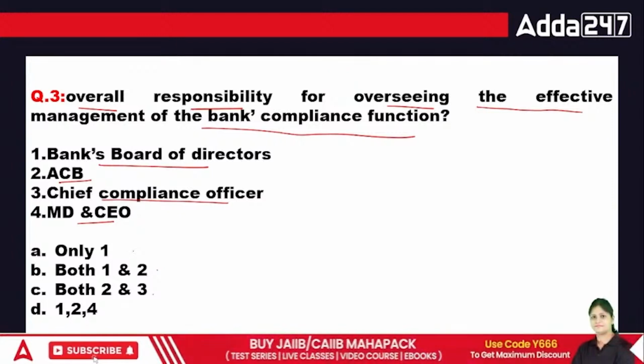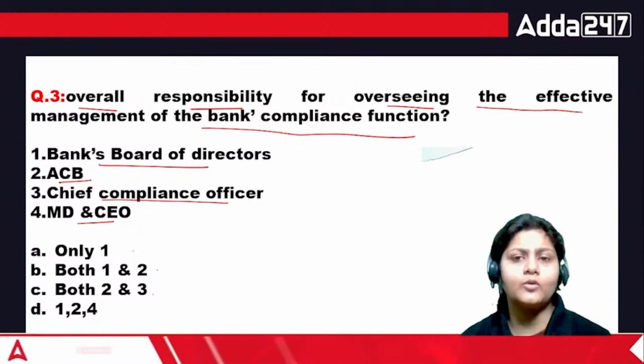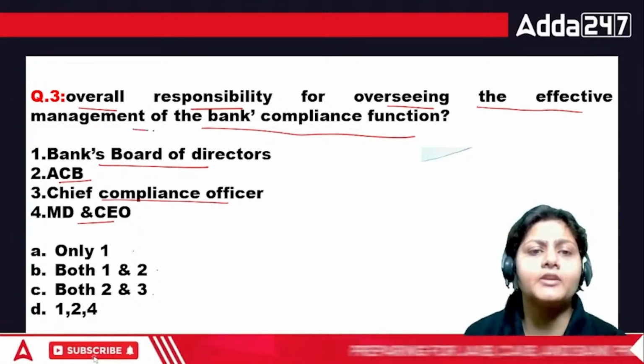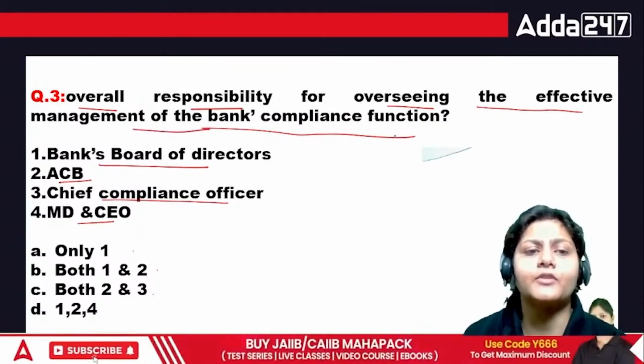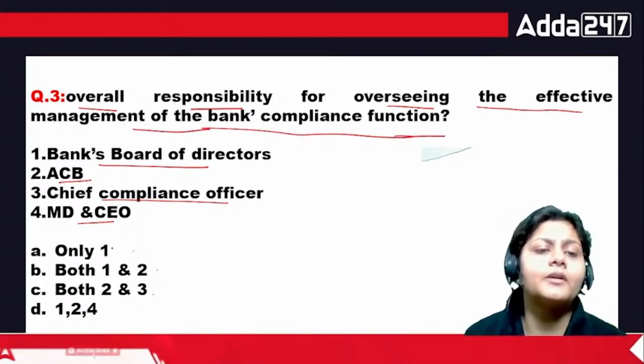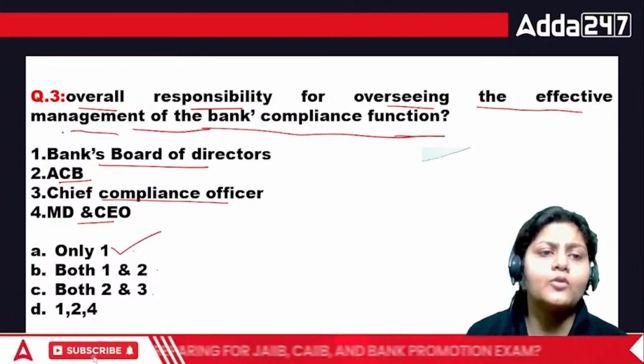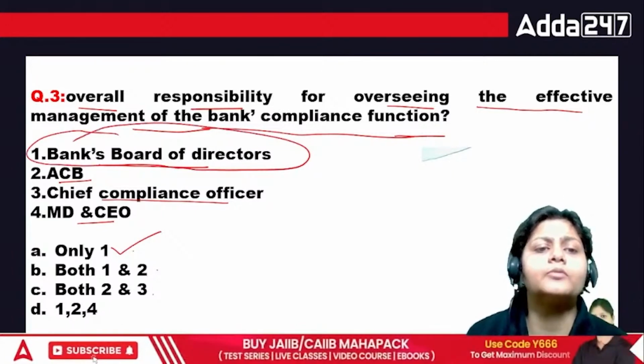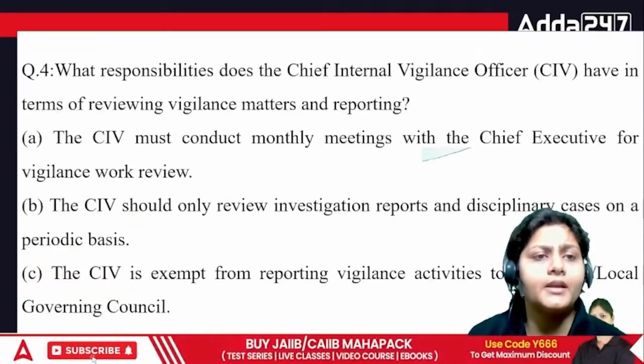When we are talking about overall responsibility for overseeing the effective management of the bank's compliance function, that means we are talking about only the board of directors. The overall responsibility lies with the bank's board of directors. So A is the right answer.